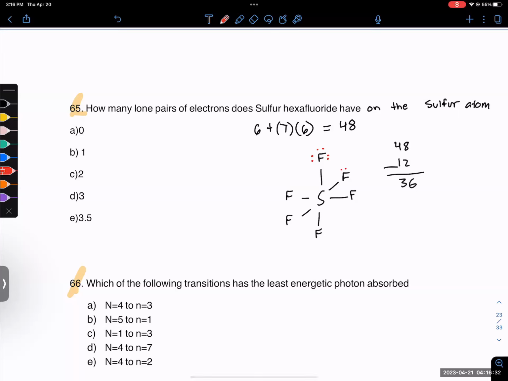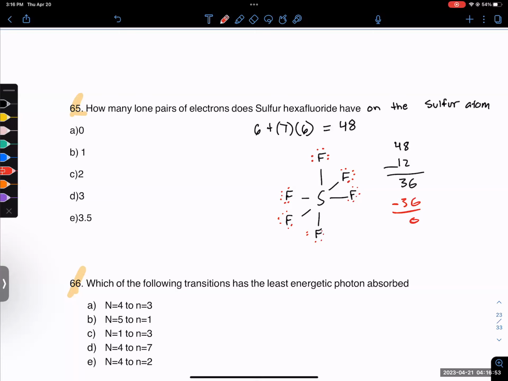And let's just, I guess I'll do it so I don't confuse it. I was going to start doing lines. Okay. So we used up 6, 12, 18, 24, 30, 36. 36 minus 36 will give us 0. So no lone pairs are put onto the sulfur.